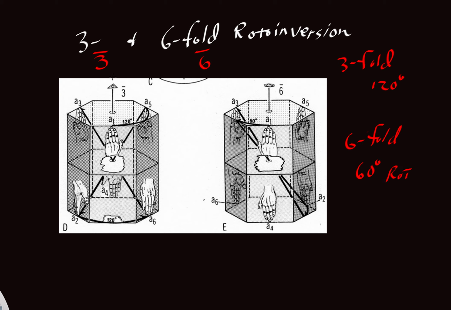So let's take the 3-fold first, the bar 3, using this very nice diagram in the textbook by Bloss. So here we start with A1, that's our first motif. Our motif is a hand. In this case, it looks to be a left hand. And we're going to rotate this fellow 120 degrees in the counterclockwise direction.